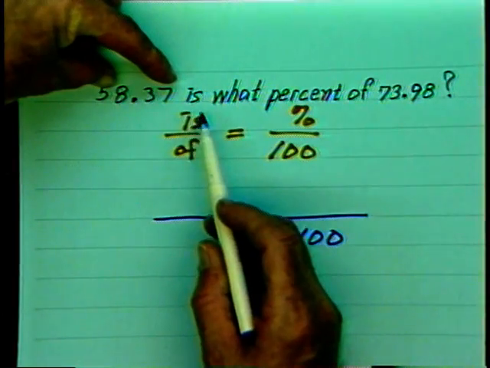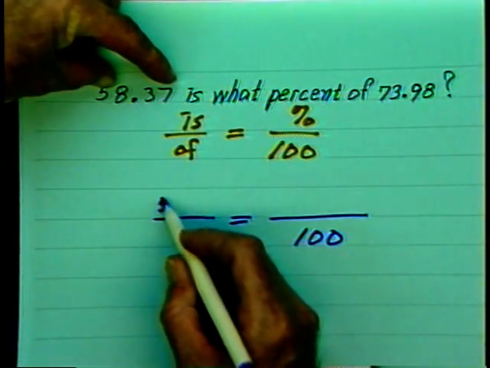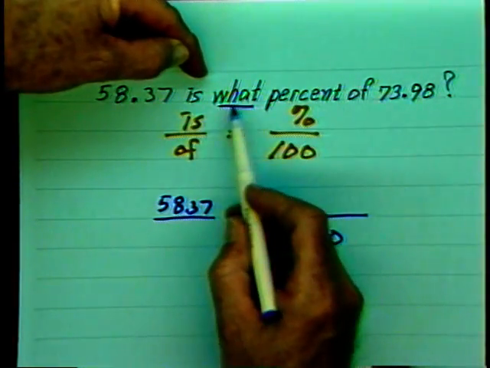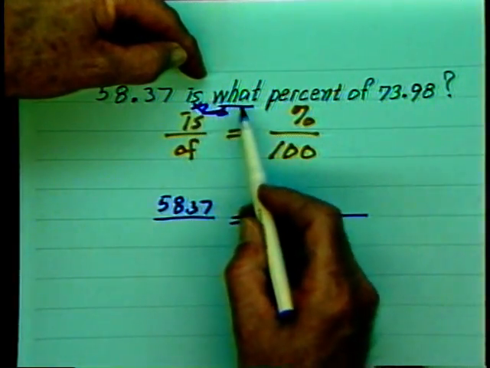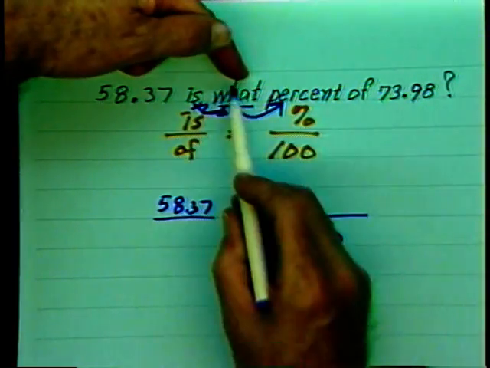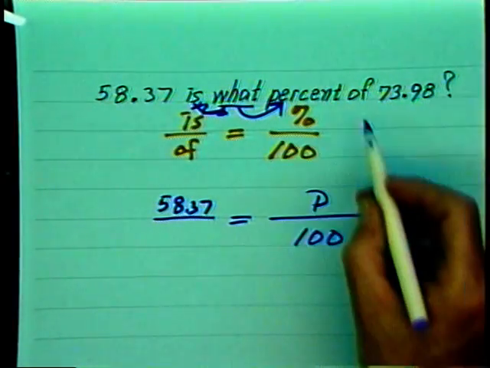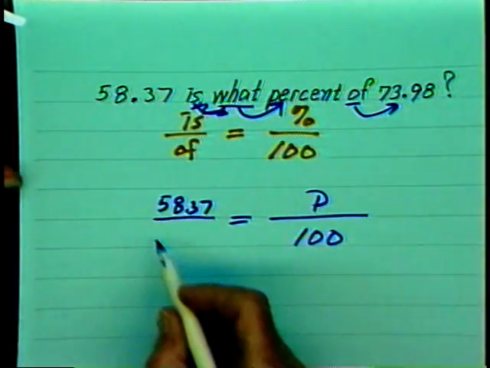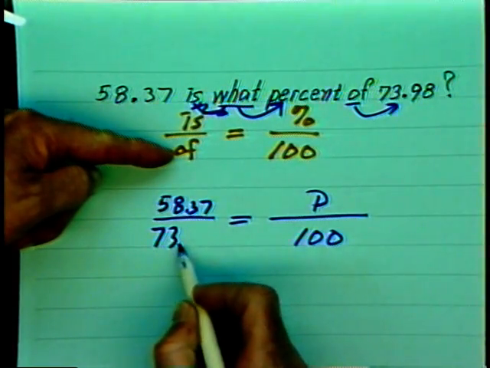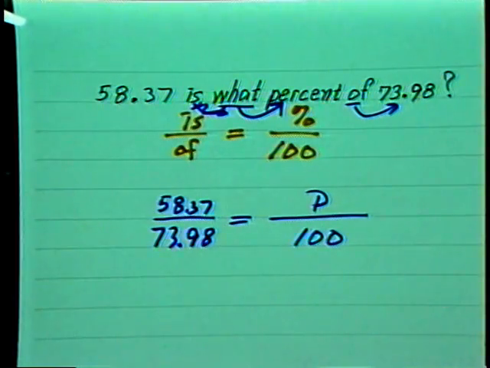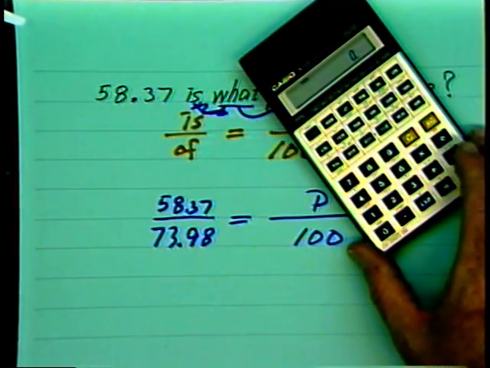58.37 is attached to the is, so it replaces the is. What is attached to the percent, isn't it? It says what percent. So that's my unknown. Let's call it P for percent. And of course, of is attached to the 73.98. Now, with our shortcut we've been playing with in the last few lessons, we can work this out in one smooth move on the calculator.